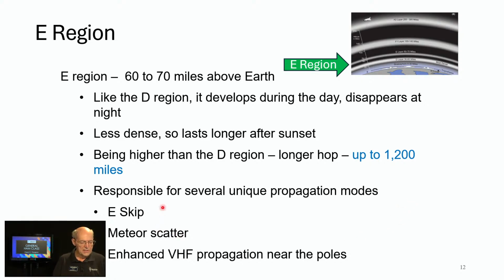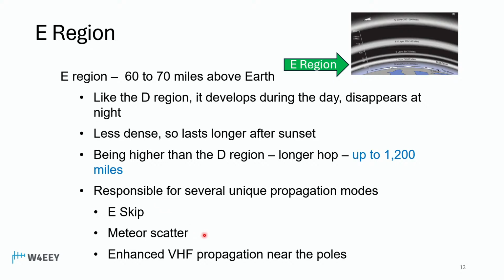There's something called E-skip, meteor scatter, which is fascinating. There's hundreds of thousands of meteors that enter our atmosphere here on Earth every day. Some of those are just the size of a grain of sand, and others are a little bit bigger. But trailing those burning meteors, even if they're a grain of sand, is an ionized layer that can actually reflect radio signals. That's what meteor scatter is all about.